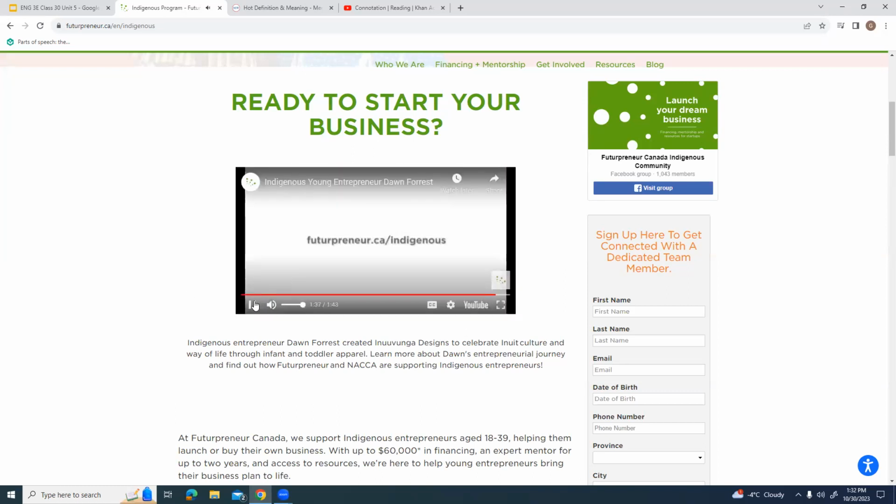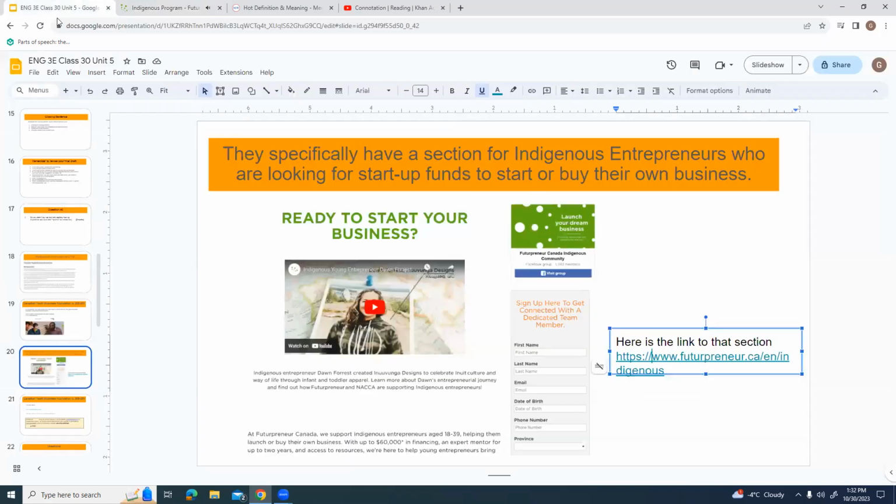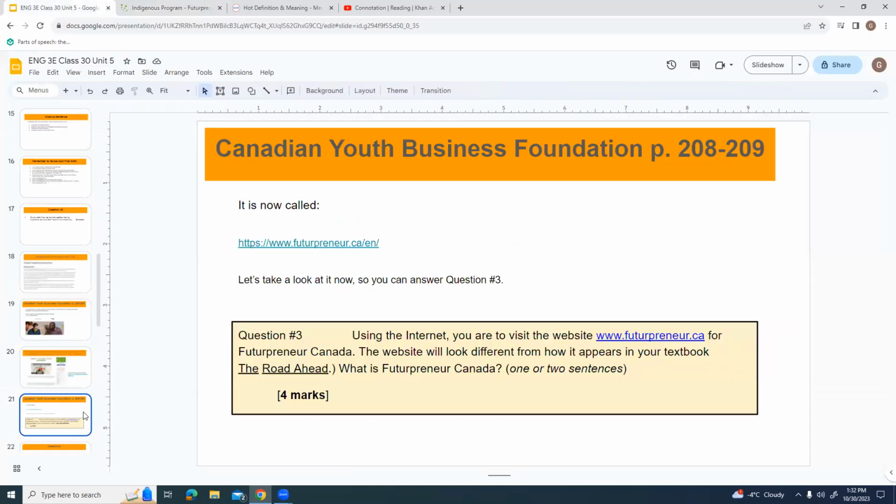Okay, so this is just a little portion of the site if you want to go back and take a look at things. Okay, so I'm going to quickly read the question so that we can go on. Question number 3: using the internet, visit the website futurepreneur.ca for Futurepreneur Canada. The website will look different from how it appears. What is Futurepreneur Canada? Tell us in 1 or 2 sentences, and that's worth 4 marks.